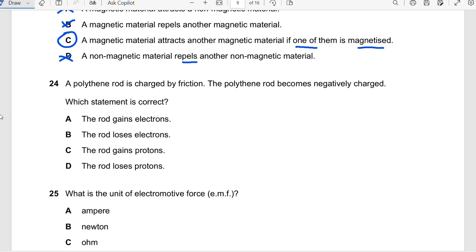Question 24, they say a polythene rod is charged by friction. The polythene rod becomes negatively charged. Which statement is correct? The rod gains electrons. Let's remember, only electrons move. Remember, protons never move. Positive charge never moves. So options C and D directly are wrong. Does the rod gain or lose electrons? Since it became negatively charged, it has extra electrons, so it gains electrons. So it's option A.